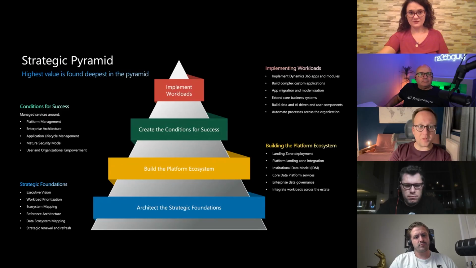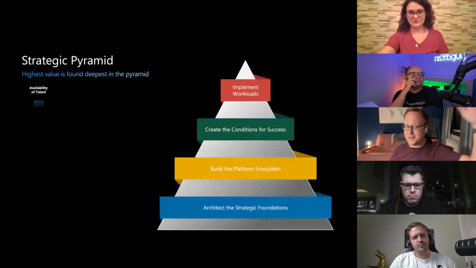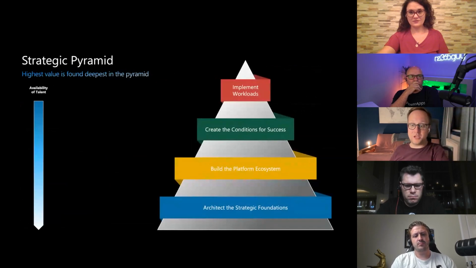And just to round out this explanation of the pyramid, the problem that we have across the industry is that there's a lot of talent up at the top of the pyramid. There's a lot of talent that is really good at building apps and implementing business applications. But as you go deeper into the pyramid, you have less and less talent and people in the market that are available and able and experienced in doing these things.